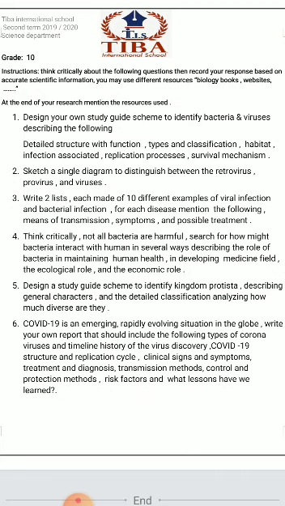Question 4. Think critically. Not all bacteria are harmful. Search for how bacteria might interact with humans in several ways, describing the role of bacteria. I need here the role of bacteria in maintaining human health, which means the bacteria found inside our body, or bacteria used maybe for producing some kind of vitamins, for example, or bacteria we find in special food. When we eat it, it maintains human health. Also the role in developing the medicine field, and the ecological role and the economic role.